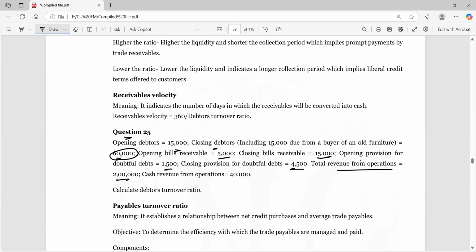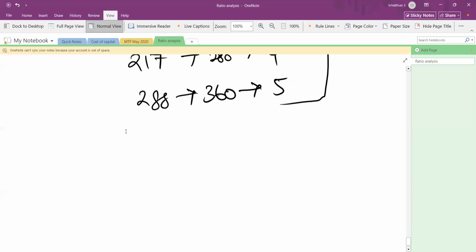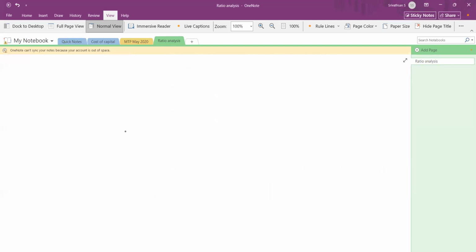Total revenue from operation is 2 lakh. Cash revenue is 40,000. Calculate debtor turnover ratio. What is the formula? Debtor turnover is credit sales divided by average receivables. Right. So first, what is the credit sales in this question? Credit sales is only 1,60,000.